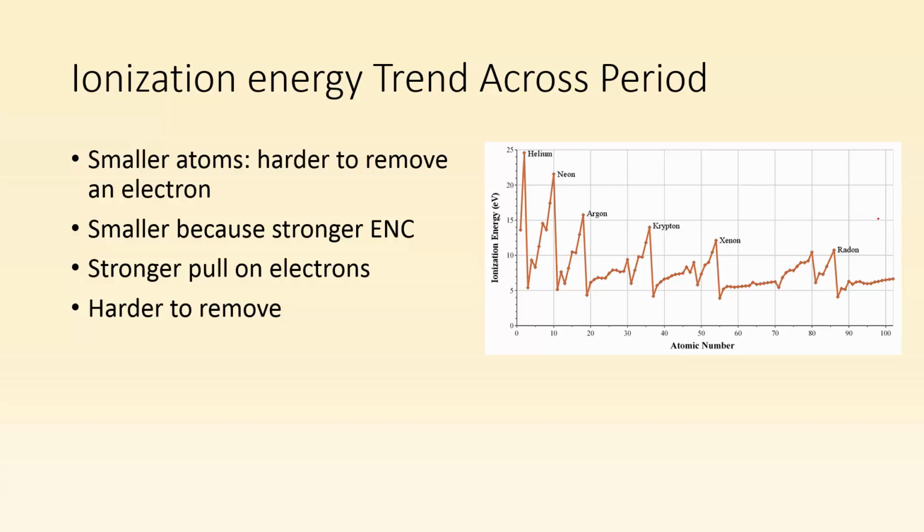I keep saying generally, and we'll get into why it's not always. But first, moral of the story is smaller atoms, they're harder to remove electrons. They're holding those electrons closer, they're holding onto them more tightly. And the reason they're smaller is because of a stronger effective nuclear charge. So they're harder to remove.